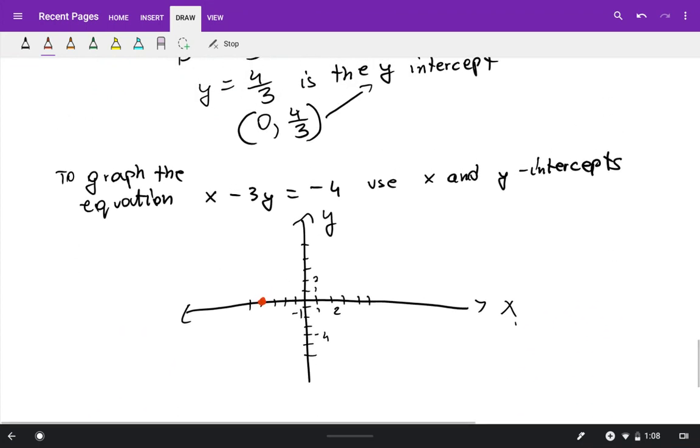And for the y-intercept, we have the point 0 comma 4 over 3. 4 over 3 is 1.3 repeating, so somewhere here. So we have the x-intercept and the y-intercept. When you connect them and then extend it, we're going to have the graph of the straight line. So you don't need to create a table if you have intercepts.